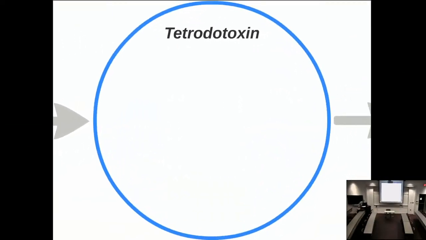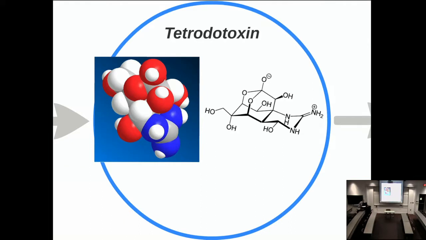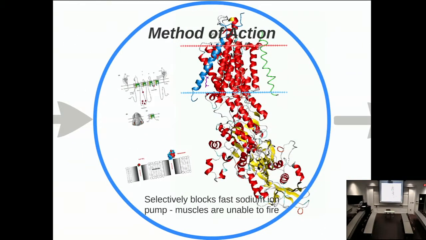And the toxin is tetrodotoxin. You can see here it has just a ton of oxygens on this molecule. And not quite as bad as the frog poison, but still fairly low, 334 micrograms per kilogram to kill 50% of a mouse population. So how does this work? It's actually very similar to the frog poison.